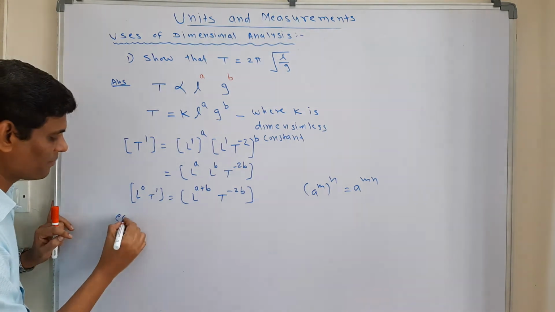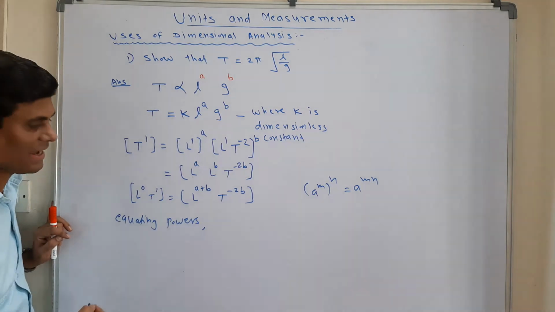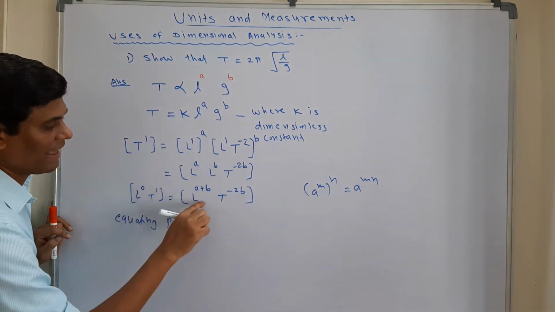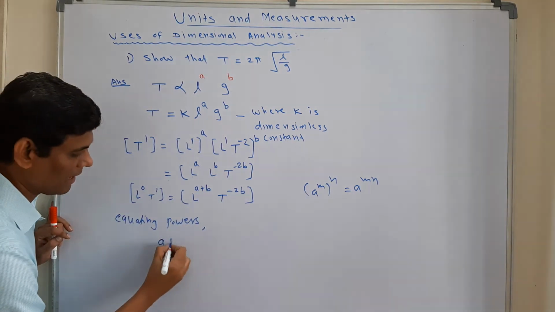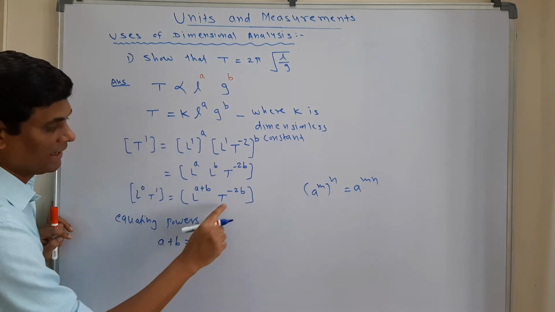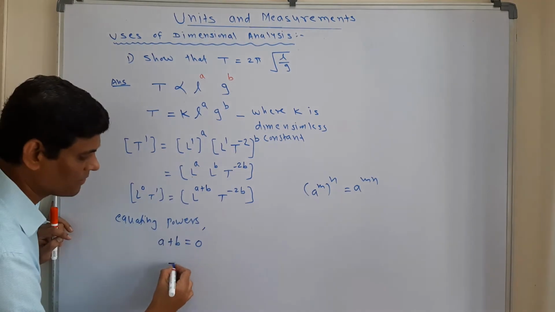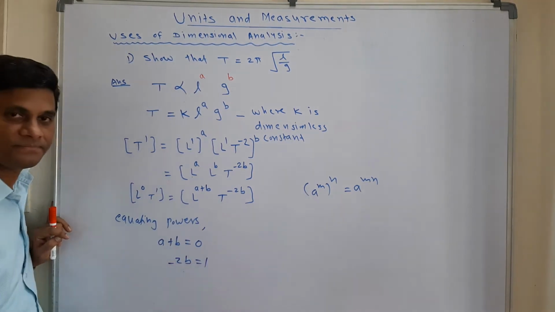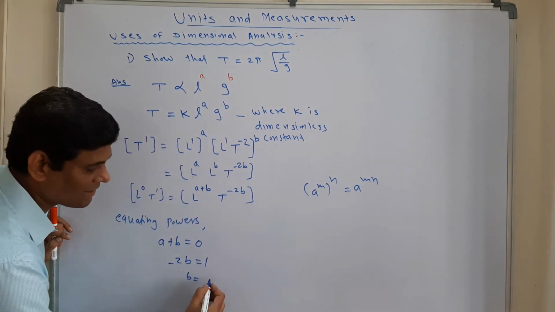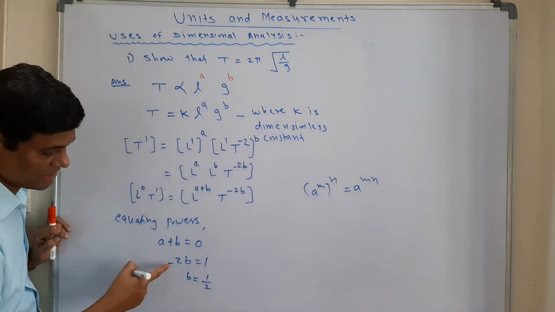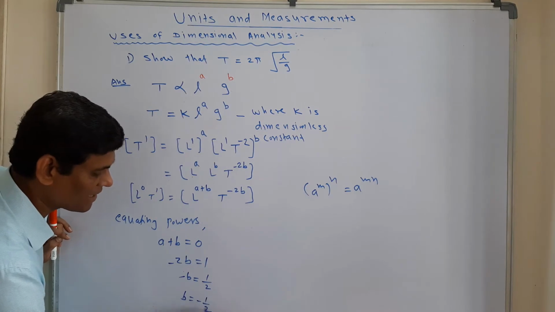So equating powers on both the sides. L raised to 0, here L raised to A plus B. So A plus B equal to 0. T raised to minus 2B and T raised to 1. That means minus 2B is equal to 1. That means B is equal to, with the minus sign going to the other side, 1 upon 2. But this is minus, so let us put the minus here. So B is equal to minus half.